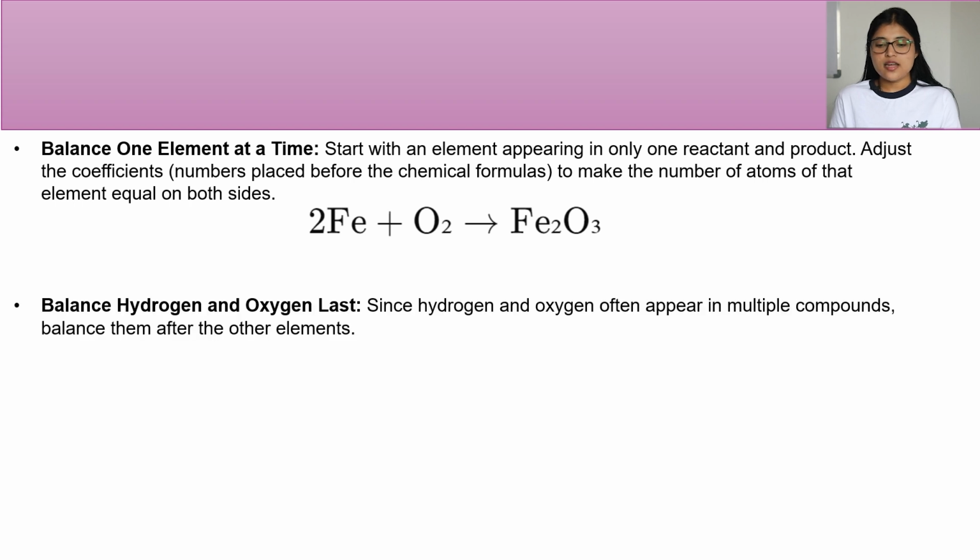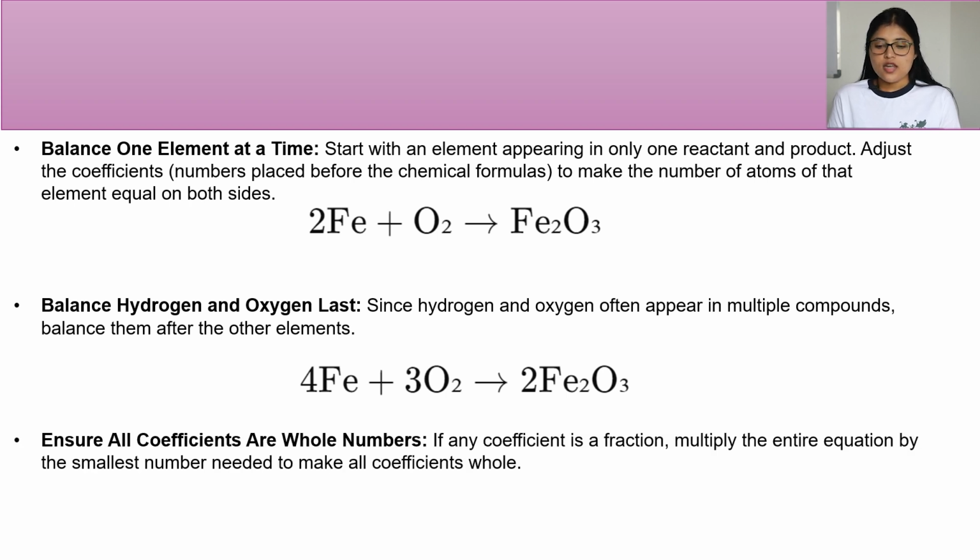The next step is to balance hydrogen and oxygen. It is always best to balance hydrogen and oxygen in the end because they often appear in multiple compounds and it is easier. Upon balancing the oxygen atoms, on the left hand side I had only 2 oxygen atoms, but on the right hand side there were 3. So I added 3 on the left hand side and 2 on the right hand side. But this meant I also have to balance iron atoms again. So an overall balanced equation looks like this. After balancing the equation, we need to check if all the coefficients are whole numbers.